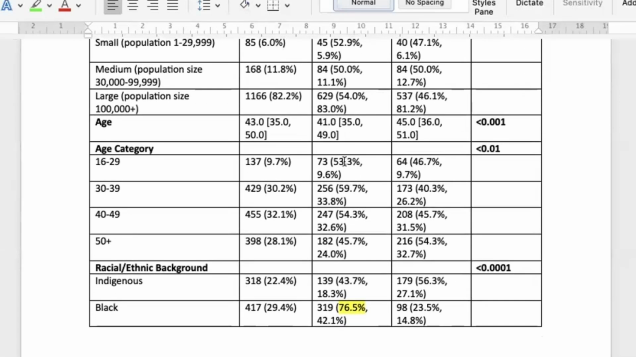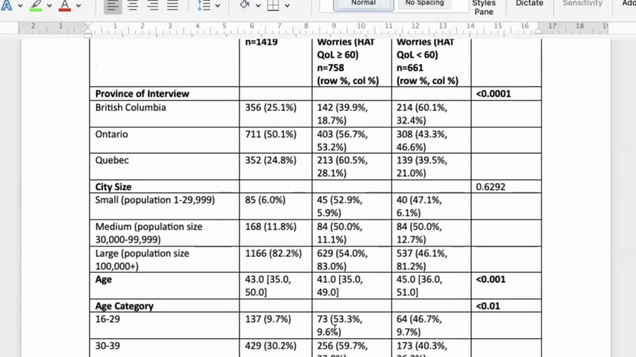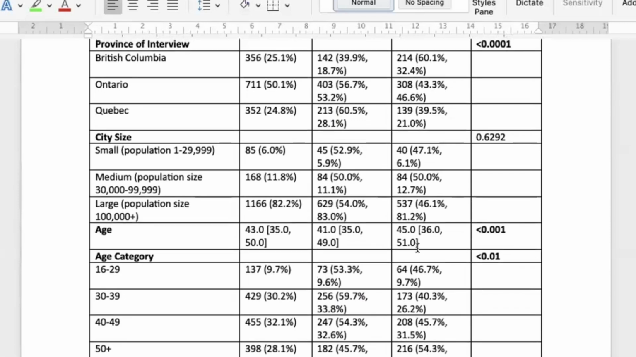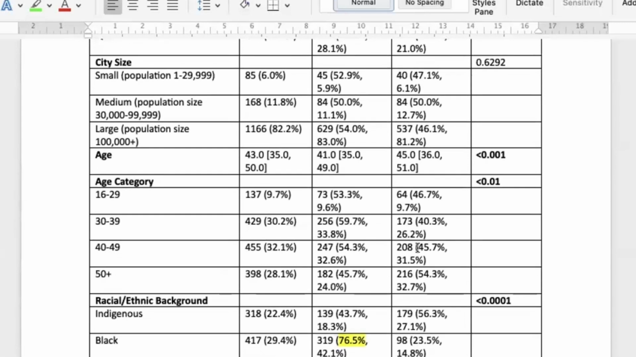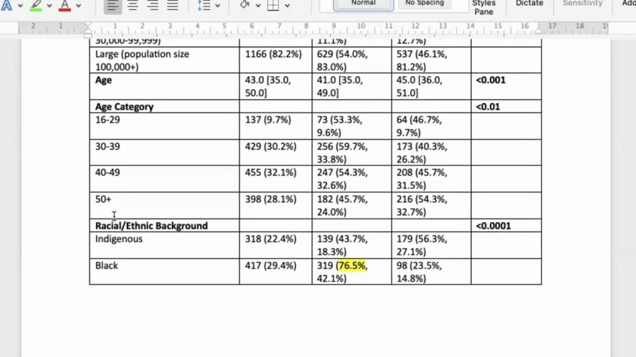Okay, here's age. Those with high disclosure worries had a median age of 41, and with low disclosure worries, 45. So those who are younger had more disclosure worries. Isn't that interesting? Yeah, and this would be an ordinal variable, right? Do you see that? Age, increasing age, okay?